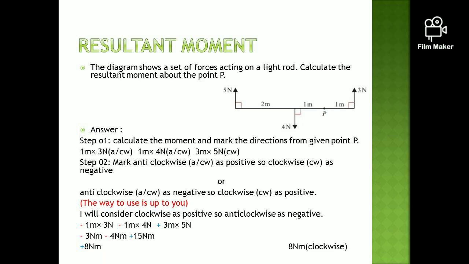Then if you move up to the force of 4 newtons, the perpendicular distance is 1 meter and the force is 4 newtons. Therefore the moment is 1 into 4. That one also performs an anti-clockwise moment. For the force of 5 newtons, the length from P to 5 is 1 plus 2, that is 3 meters. The force is 5, that is 3 into 5 newtons. So with that you will obtain the answers 3, 4 and 15.